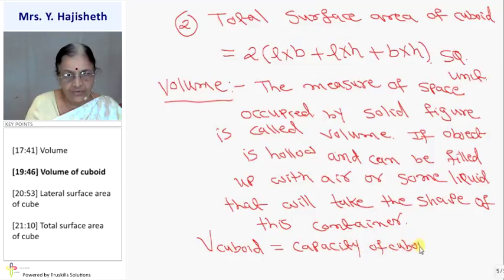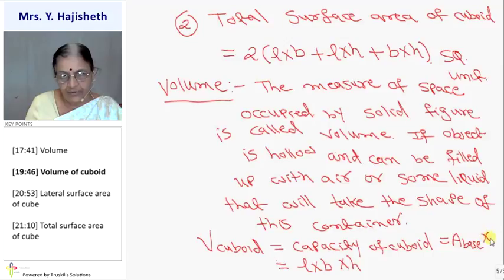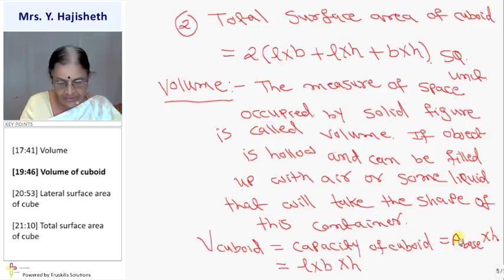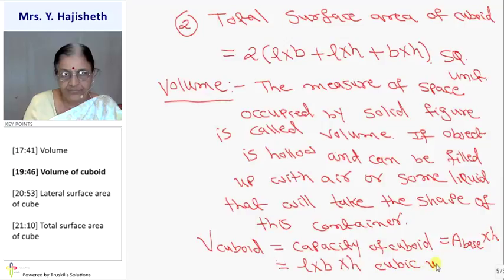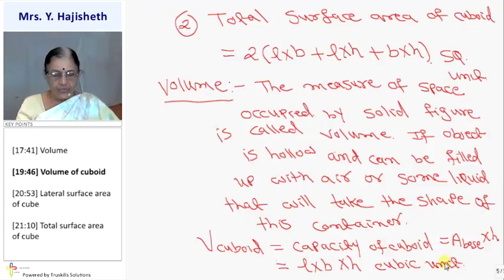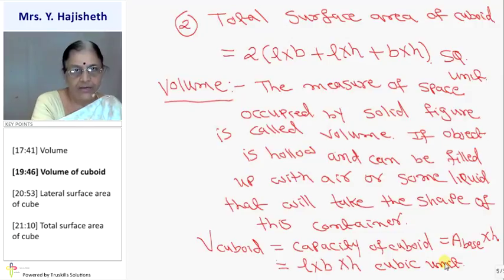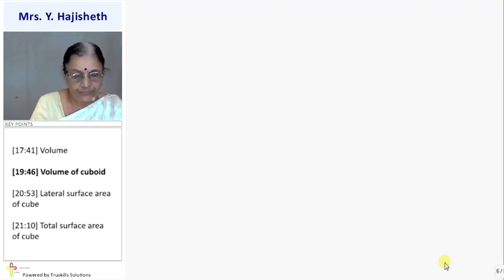How much air is there in a cuboid, how much water is there in a cuboid. The formula is nothing but area of base into height, that is L into B into H. Volume is always measured in cubic units, centimeter cube or meter cube or kilometer cube. Okay, now I am talking about cube.